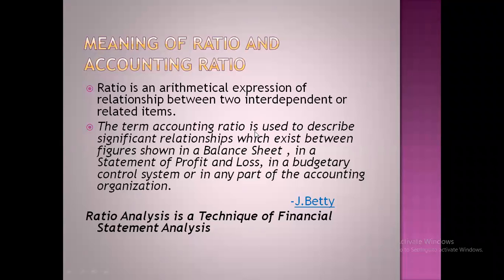So, what is ratio? Ratio is an arithmetical expression of relationship between two independent or related items. It means when two items, two variables, two figures, two numbers are compared to each other, this is called ratio. The term accounting ratio is used to describe significant relationship which exists between figures shown in balance sheet, in a statement of profit and loss, in a budgetary control system, or in any part of accounting organization, according to J. Beatty.